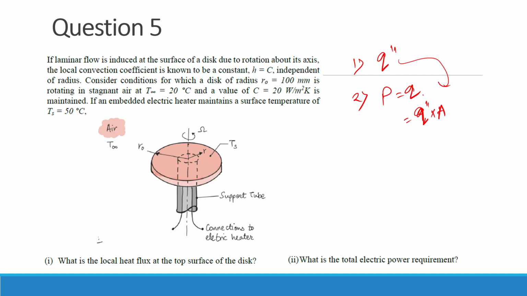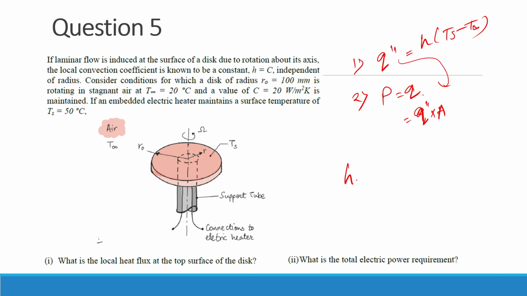Okay, I will just share the solution with you. As discussed, in the first question we have to find Q double dash, the heat transfer flux. The heat flux is nothing but h times Ts minus T infinity. Since the local convection coefficient is independent of radius, the local heat transfer coefficient will be the same as the overall heat transfer coefficient.